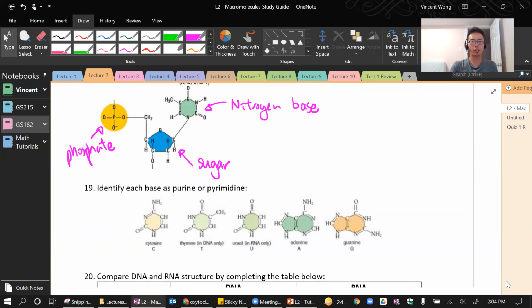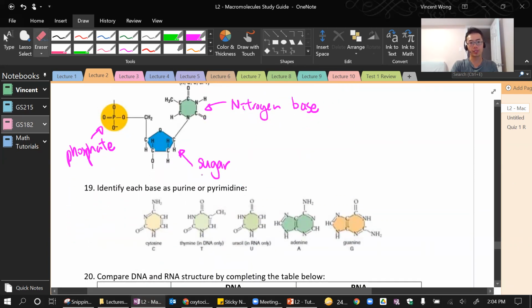Now, there are 2 types of nucleotides, 2 categories: purines and pyrimidines. So these 3 are pyrimidines. And like I said, you don't have to know how to draw them. So these are pyrimidines.